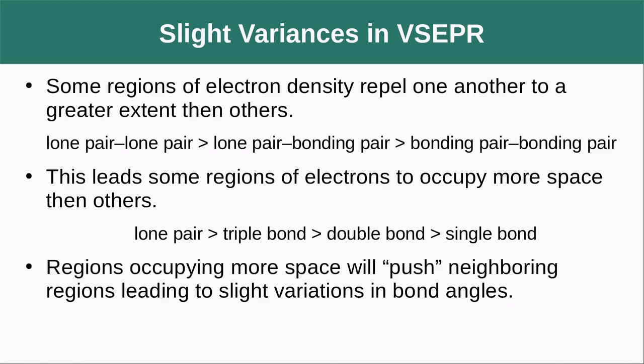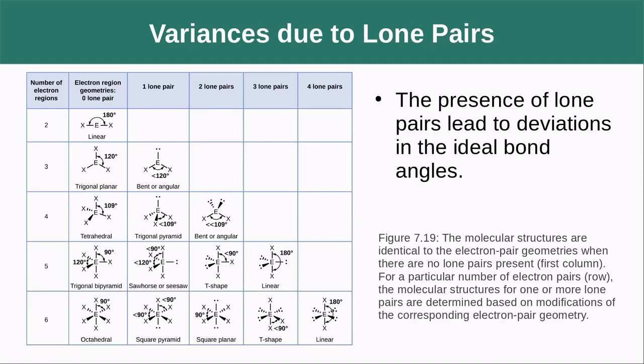So we're going to think of a lone pair as being a big thing that's occupying a lot of space. Triple bonds are a little less, double bonds a little less, single bonds taking up the least amount of space. And the regions that occupy more space will push neighboring regions, leading to slight variations in the bond angles. So let's take a look at that.